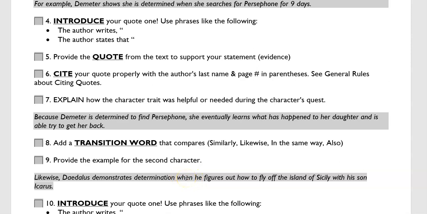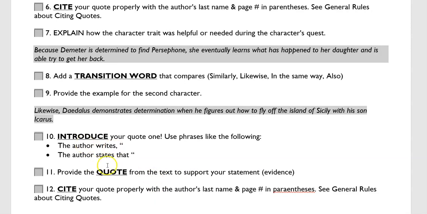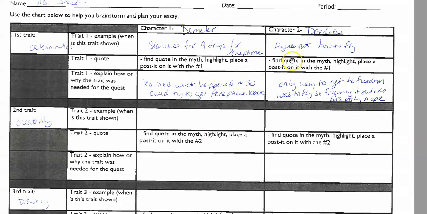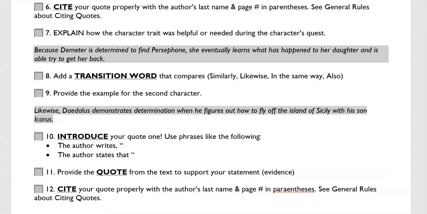We want to keep the brainstorming short, but fill in the details when you're actually typing it out in your paragraph. Then we're going to introduce our quote. Again, if I look back, I was supposed to have highlighted a quote, put a Post-it note on it, and now I need to go to my myth, find that quote in the Flight of Icarus, where it talks about that, and type it into my essay.